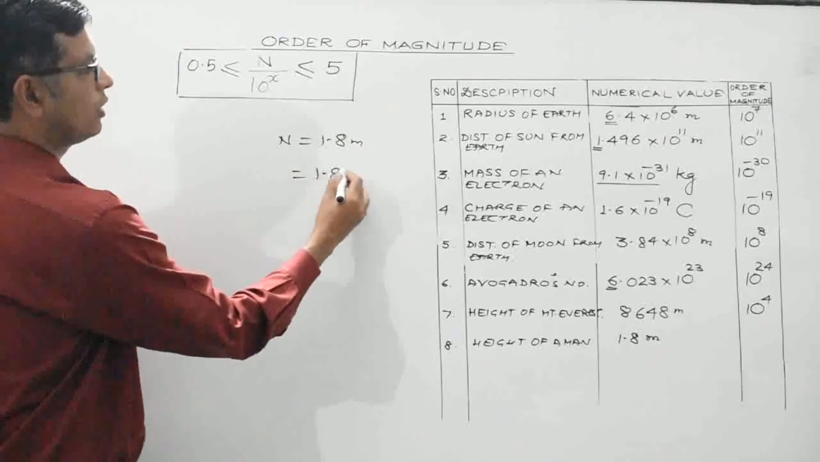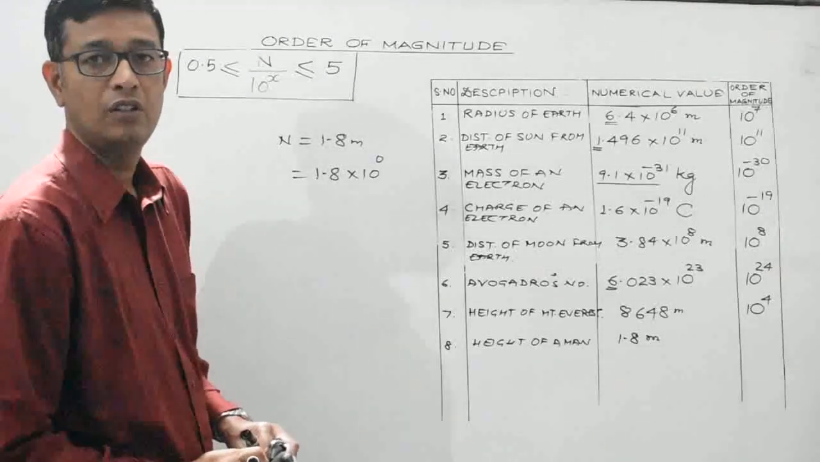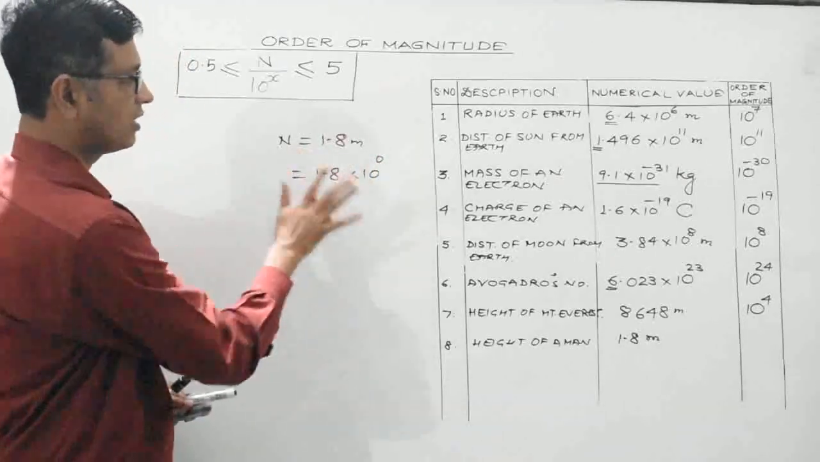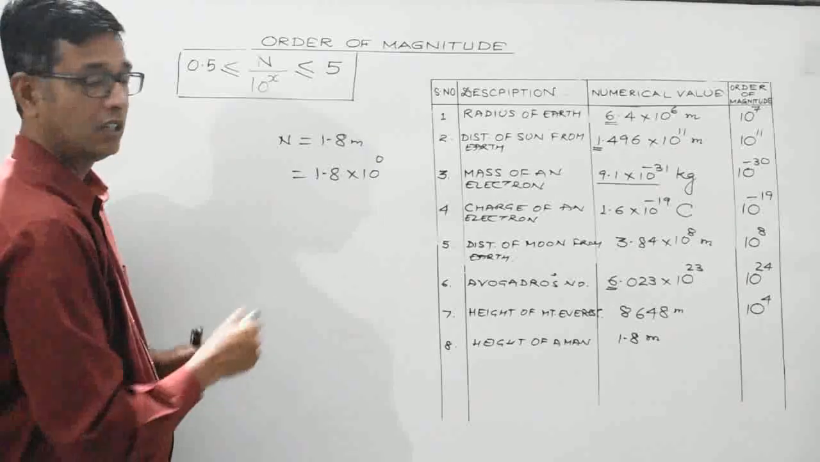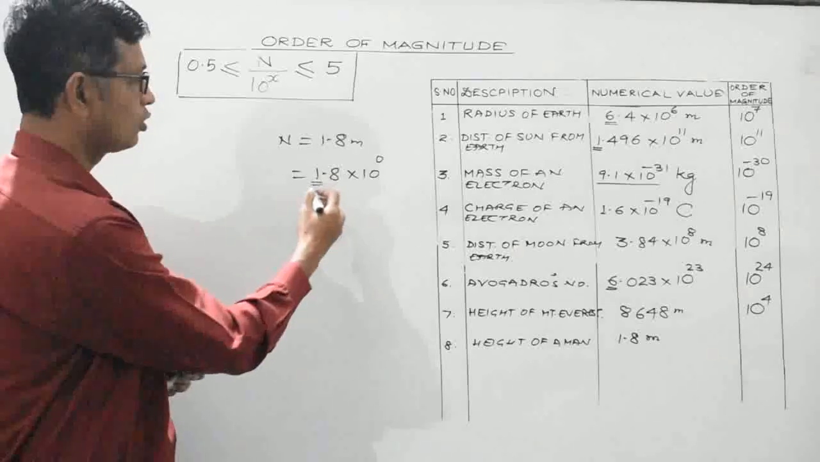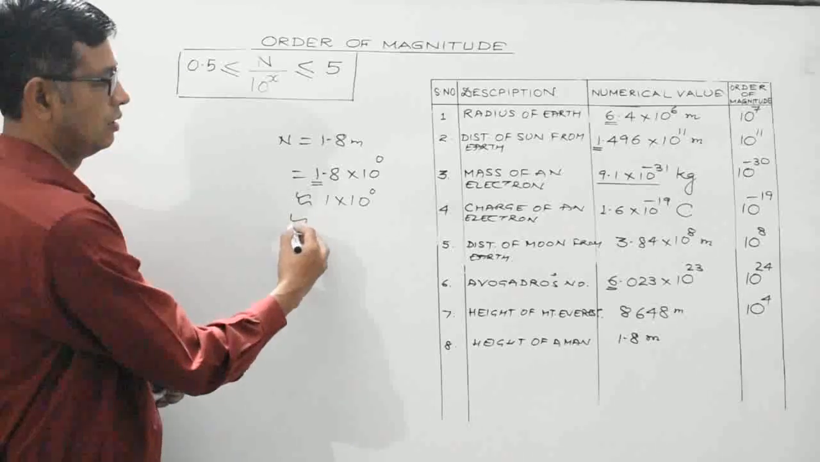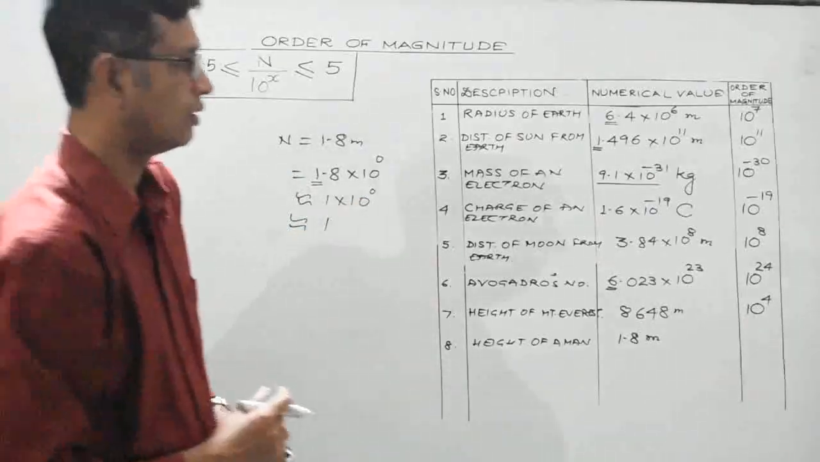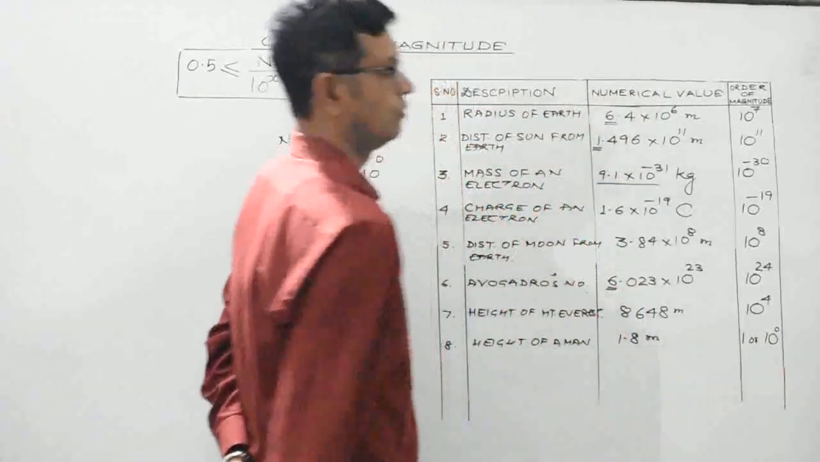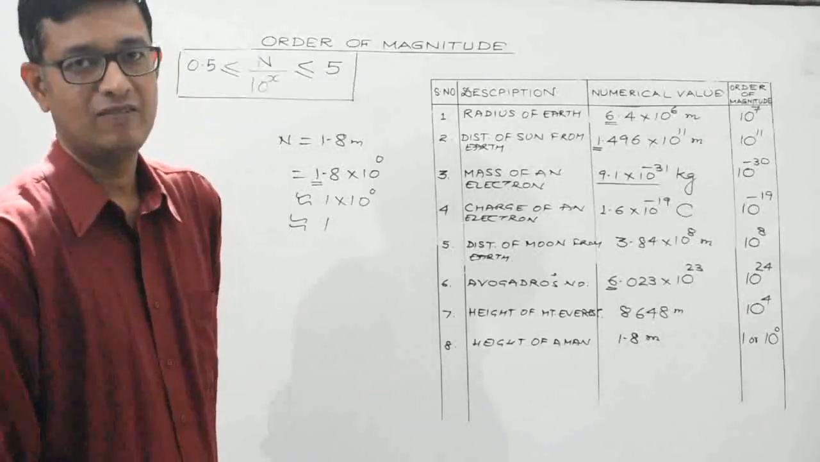It can be written as 1.8 into 10 raised to the power 0, isn't it? So what I mean to say is that anything to the power 0 is unity, that is 1. So we can write it like this. Now this becomes a standard form. First digit of this numerical value is 1, which is less than 5. So it is to be considered as 1. So answer is 1 or 10 raised to the power 0. This is the order of magnitude of a height of a man.